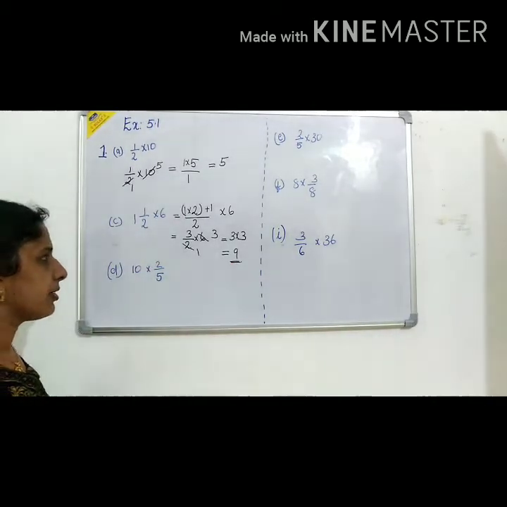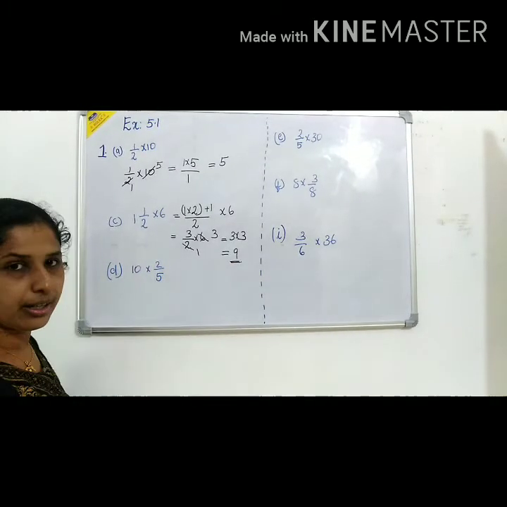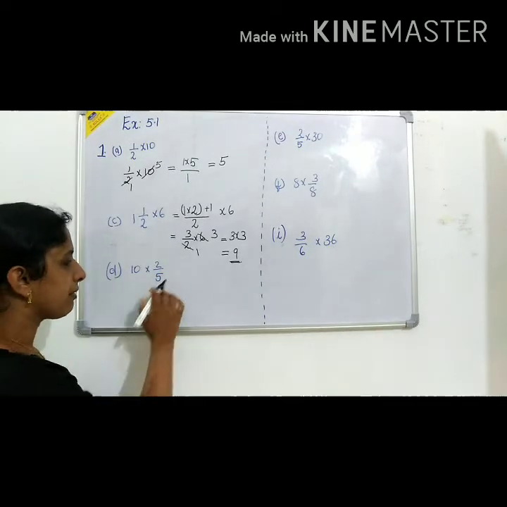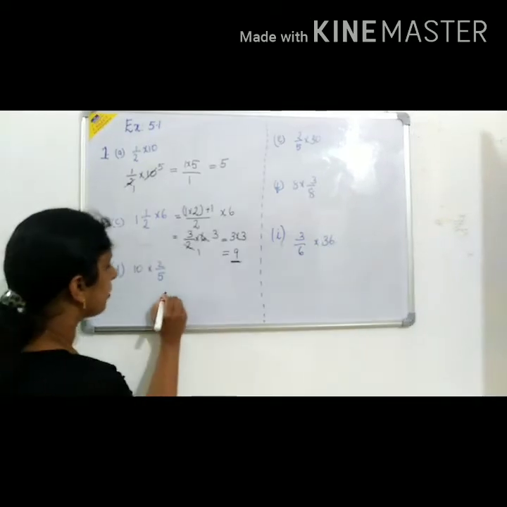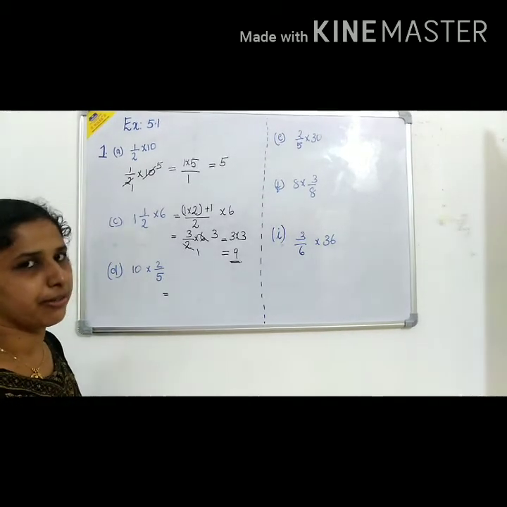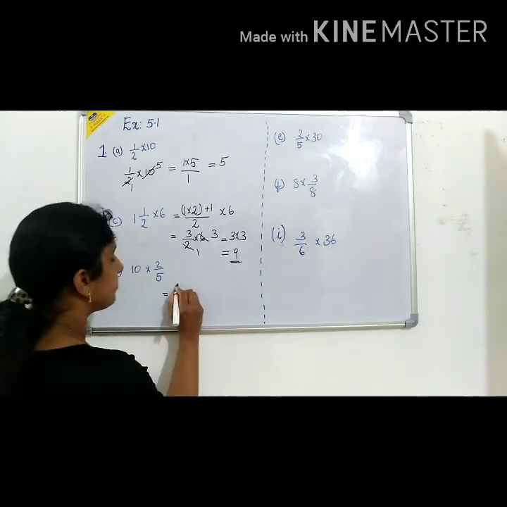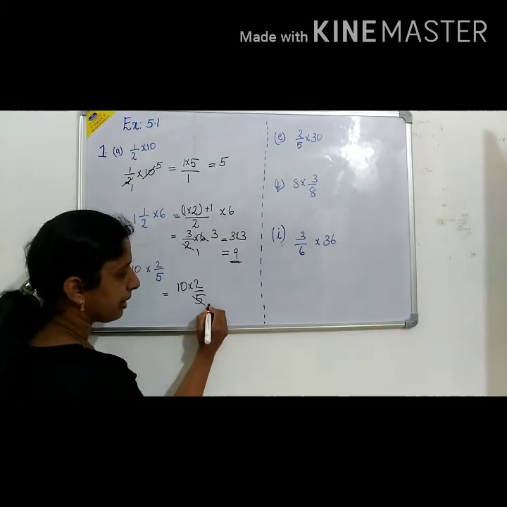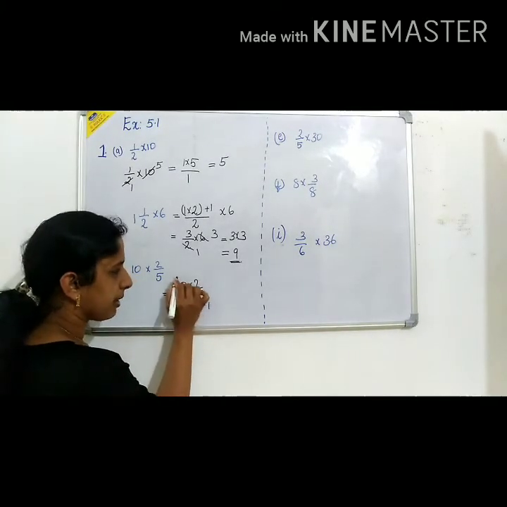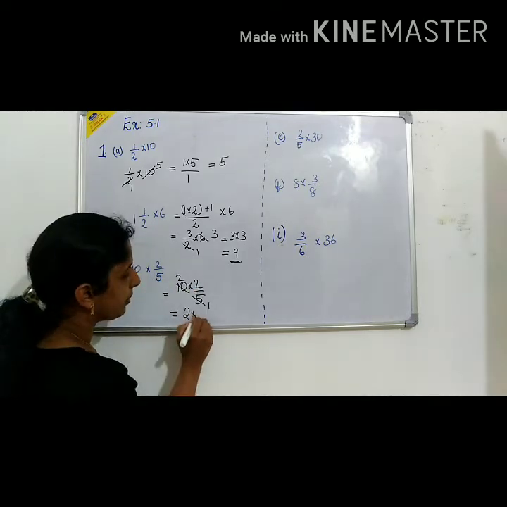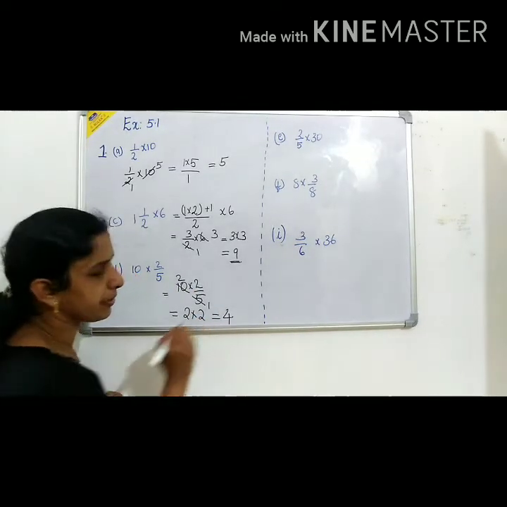Now we are coming to the next question, question number D. Here 10 is the whole number part, 2 by 5 is the fraction. Here also this 10 and 5 both have a common factor 5, that we can cancel. 10 into 2 by 5. 5 divided by 5 becomes 1, 10 by 5 becomes 2. So that is 2 into 2. 2 into 2 is equal to 4.